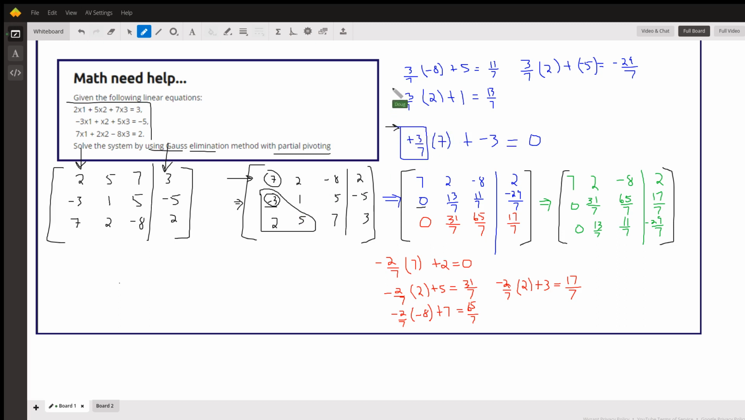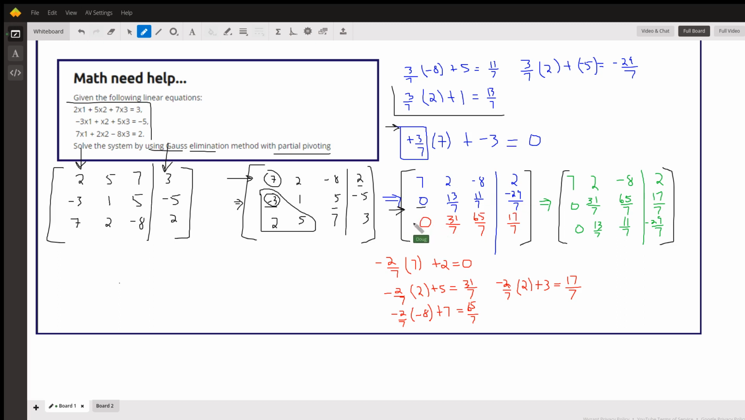So here's what that second element becomes. 3/7 times this 2 plus 1 is 13/7. 3/7 times this -8 added to this 5 means this element becomes 11/7. And 3/7 times this 2 plus a -5 becomes -29/7. So there's the new second row. Notice that the first row remains intact.